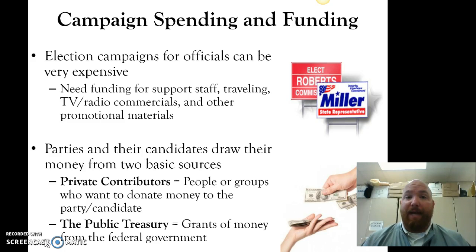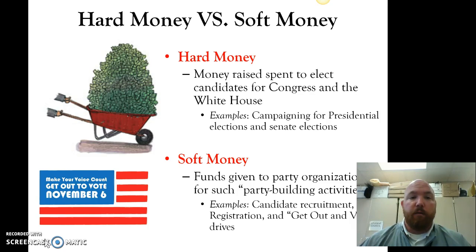Now, all of this money has to be marked down, who you got it from and where. That way you're not getting money, say, from ISIS and things of that nature. We do have the public treasury, which grants money from the federal government as well. Now, let's talk about the difference. There is what's called hard versus soft money.